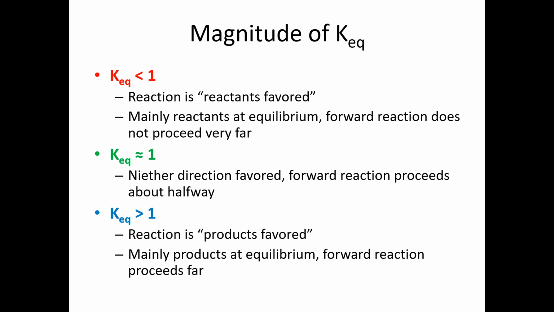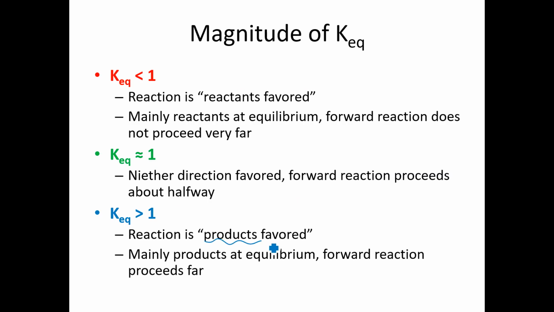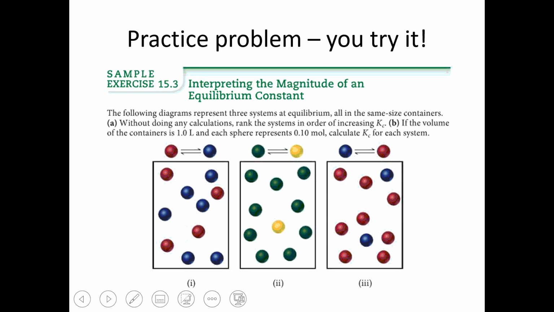If the K is close to 1, then neither reaction is really favored. The forward reaction proceeds about halfway. You got about equal amounts of reactants and products. If K is greater than 1, we say the reaction is products favored, which means we make a lot of products at equilibrium. So let's take a look at some examples of what this looks like. So thinking about the magnitude of the equilibrium constant.